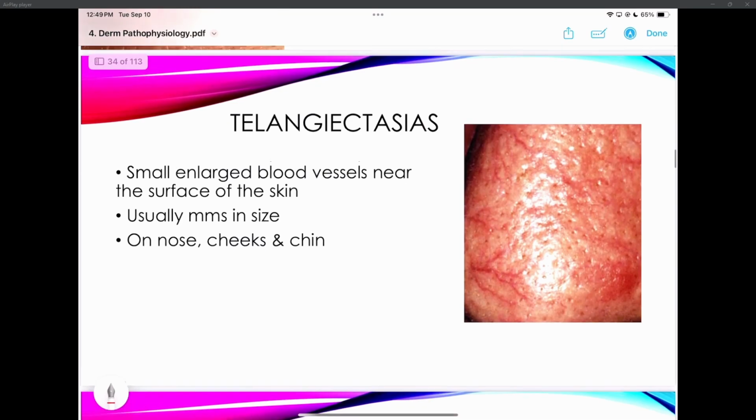Telangiectasias. These are basically little spider veins or vessels that pop up. You think of alcoholics, their nose gets big and they have all the veins pop up on their face. That's a sign of chronic alcoholism. There are some other things that present with telangiectasias as well, but basically they're just small, enlarged blood vessels near the skin. Very small in size, usually on the nose, cheeks, and the chin is where you'll see these telangiectasias, just little enlarged blood vessels on the surface of the skin, so they show up. You can see them right there on the bottom right corner of that picture.